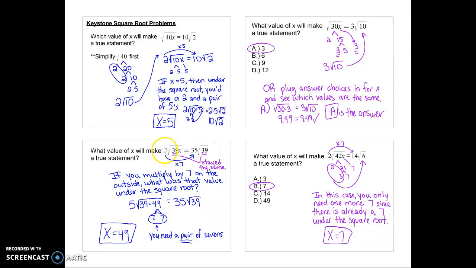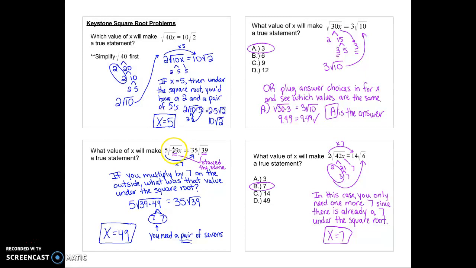This 5 on the outside changed to a 35 on the outside. Okay? The only way for that to happen was that this 5 got multiplied by 7. Now, keep in mind that if this 7 somehow appeared on the outside of my square root, that meant it had to have started out as a pair of 7s from the inside. Okay, so I really had a pair of 7s on the inside because of that outside number changing. Okay, so I know I had a 7 times 7 in here, which would give me a 49.